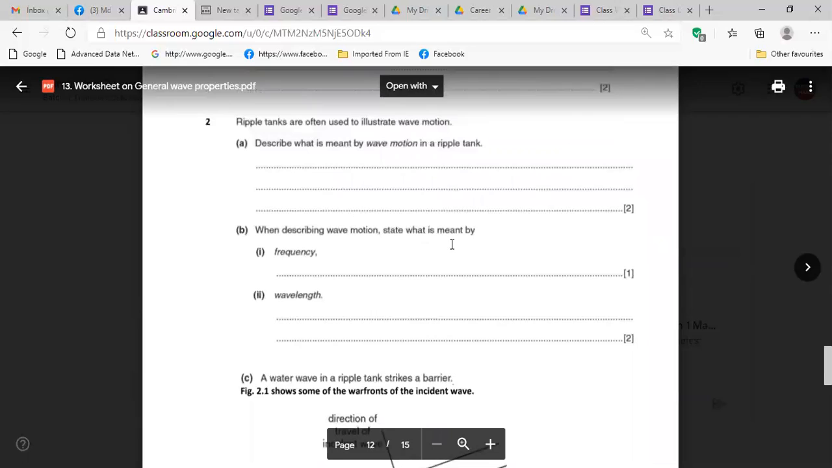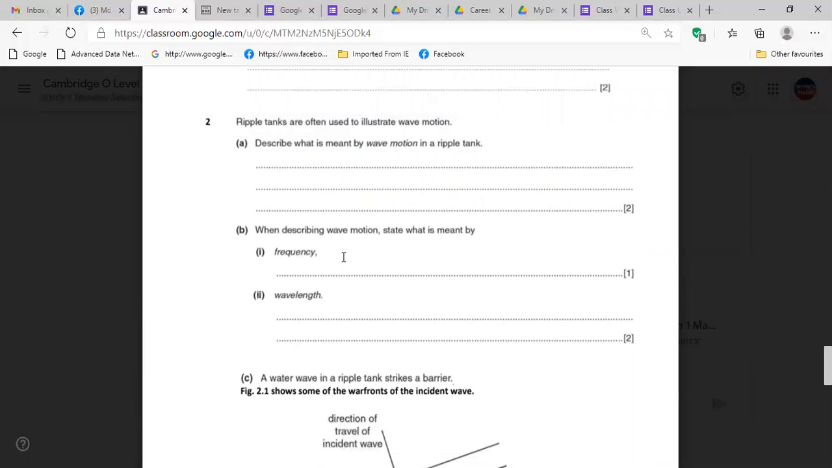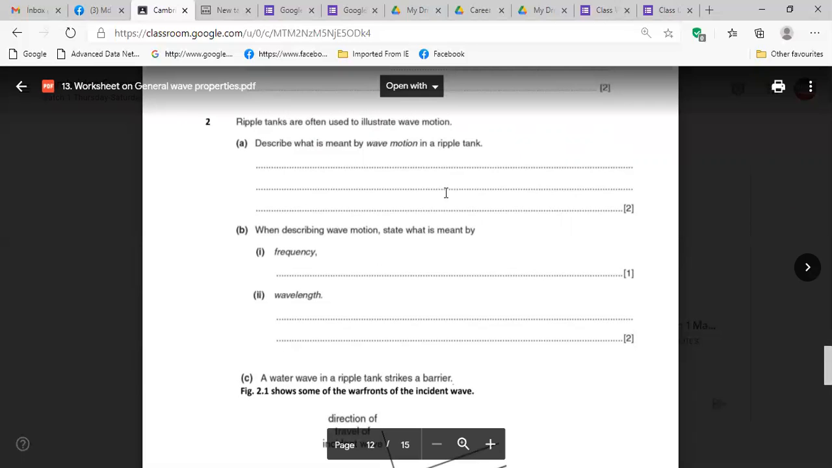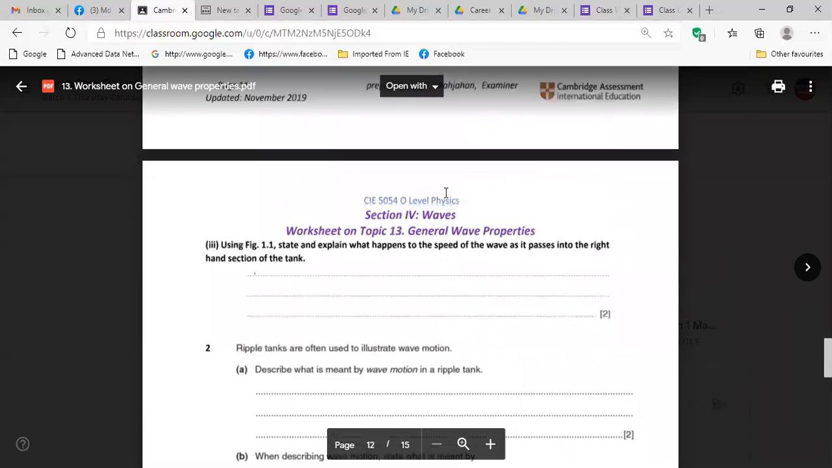So what is meant by frequency? Question number 2B. The number of complete waves per unit time. Very good. Then wavelength? The distance from crest to crest and trough to trough. Yes, the distance between crest to crest and trough to trough is wavelength. Very good.